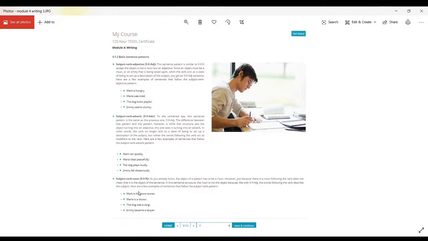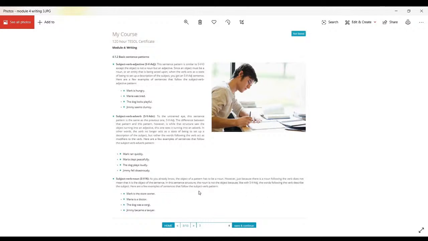Okay, let's go to the last basic sentence pattern. Subject, verb, noun. As you already know, the object of a pattern has to be a noun. However, just because there is a noun following the verb does not mean that it is the object of the sentence. In this sentence structure, the noun is not the object because, like with subject, verb, and adjective, the words following the verb describe the subject.